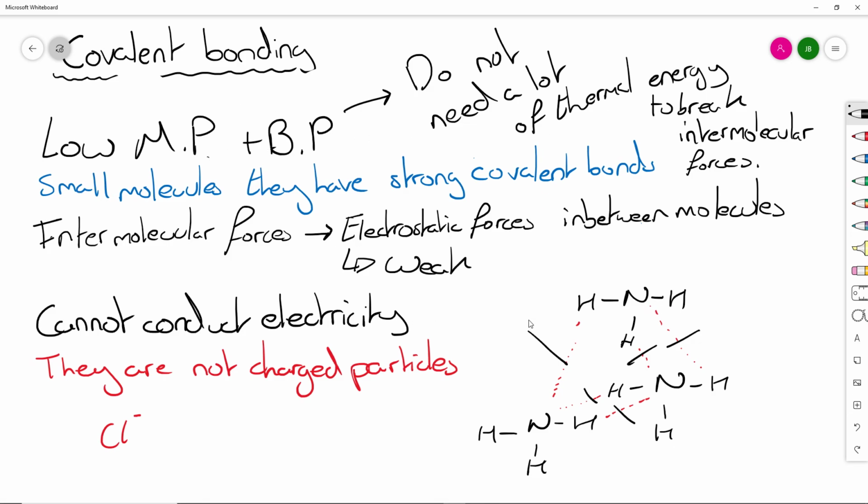And that's why a lot of them are gases or liquids at room temperature, such as water being a liquid, oxygen a gas, chlorine a gas, ammonia can be a gas unless you cool it a little bit, it can be a liquid. Exactly, there's none that are solid at room temperature.